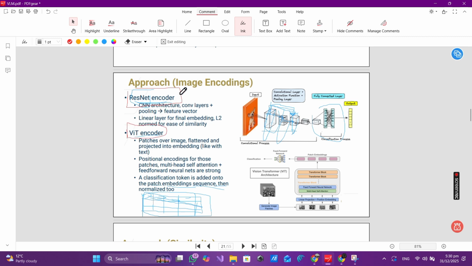ResNet is basically a CNN architecture where there are convolutional layers, and the last is the classification layer, with the feature vectors and all that. What is the difference between ResNet and CNN? The difference is that between the convolutional layers, we have a residual connection. We create a connection between them, like this, right?